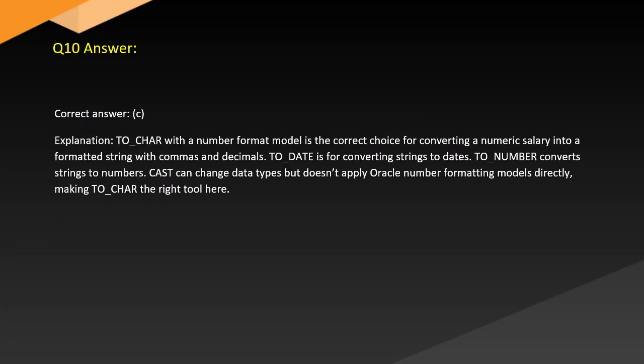Answer. Correct answer, C. Explanation. To char with a number format model is the correct choice for converting a numeric salary into a formatted string with commas and decimals. To date is for converting strings to dates. To number converts strings to numbers. Cast can change data types but doesn't apply Oracle number formatting models directly, making to char the right tool here.